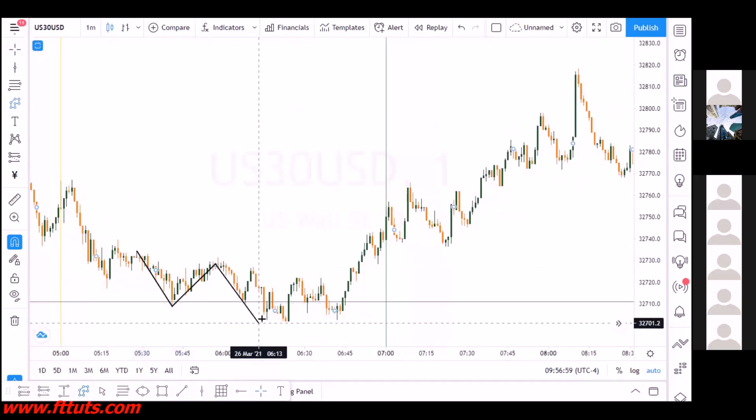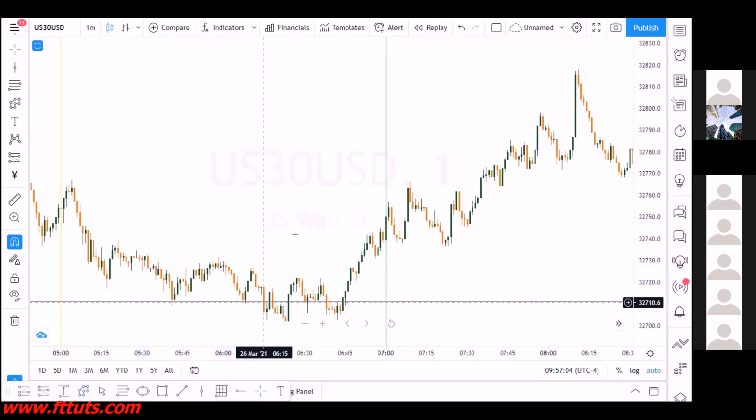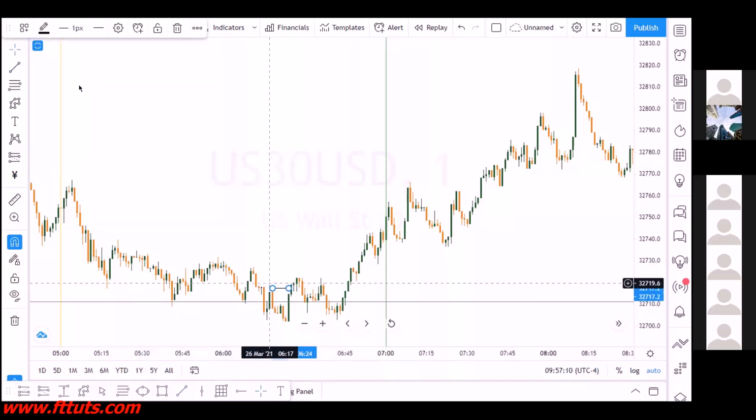Then followed by a lower low, then a lower high also, and then what, a lower low. So now we had a break in market structure here, a major high, a break of high on the 1 minute, which is right here.